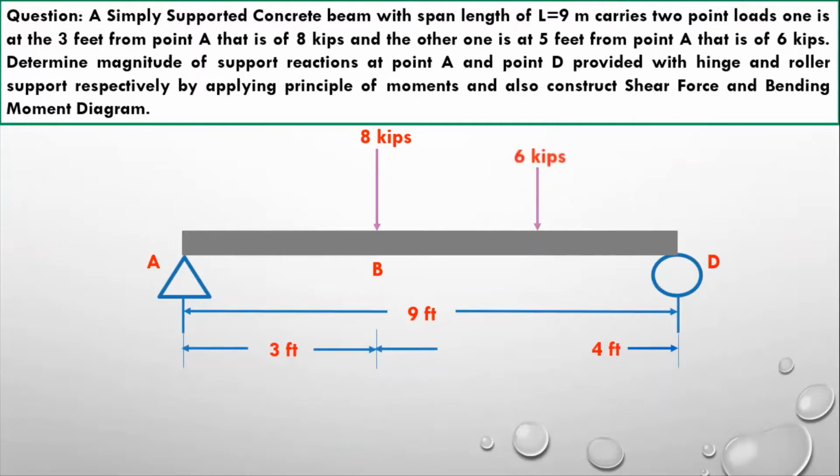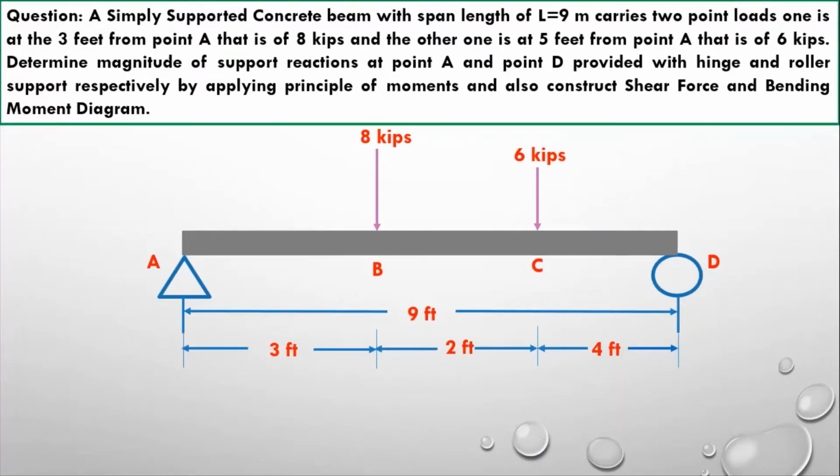So this is the 6 kip load, that is 4 feet from point D, or you can also say that the 6 kip load lies 5 feet from point A. So it is point C. So this is a simply supported beam which has 2 point loads acting over it. So how can we solve it?